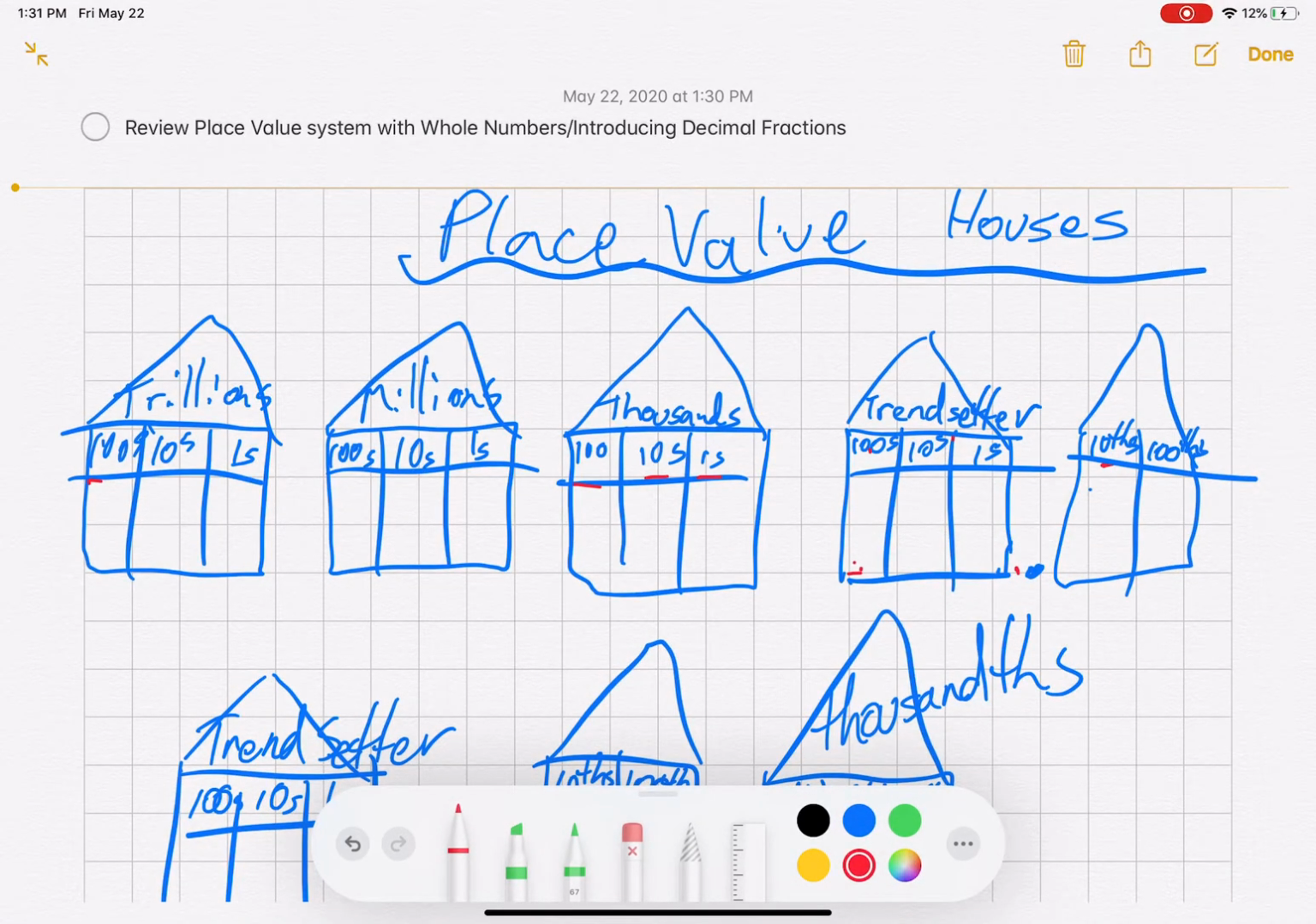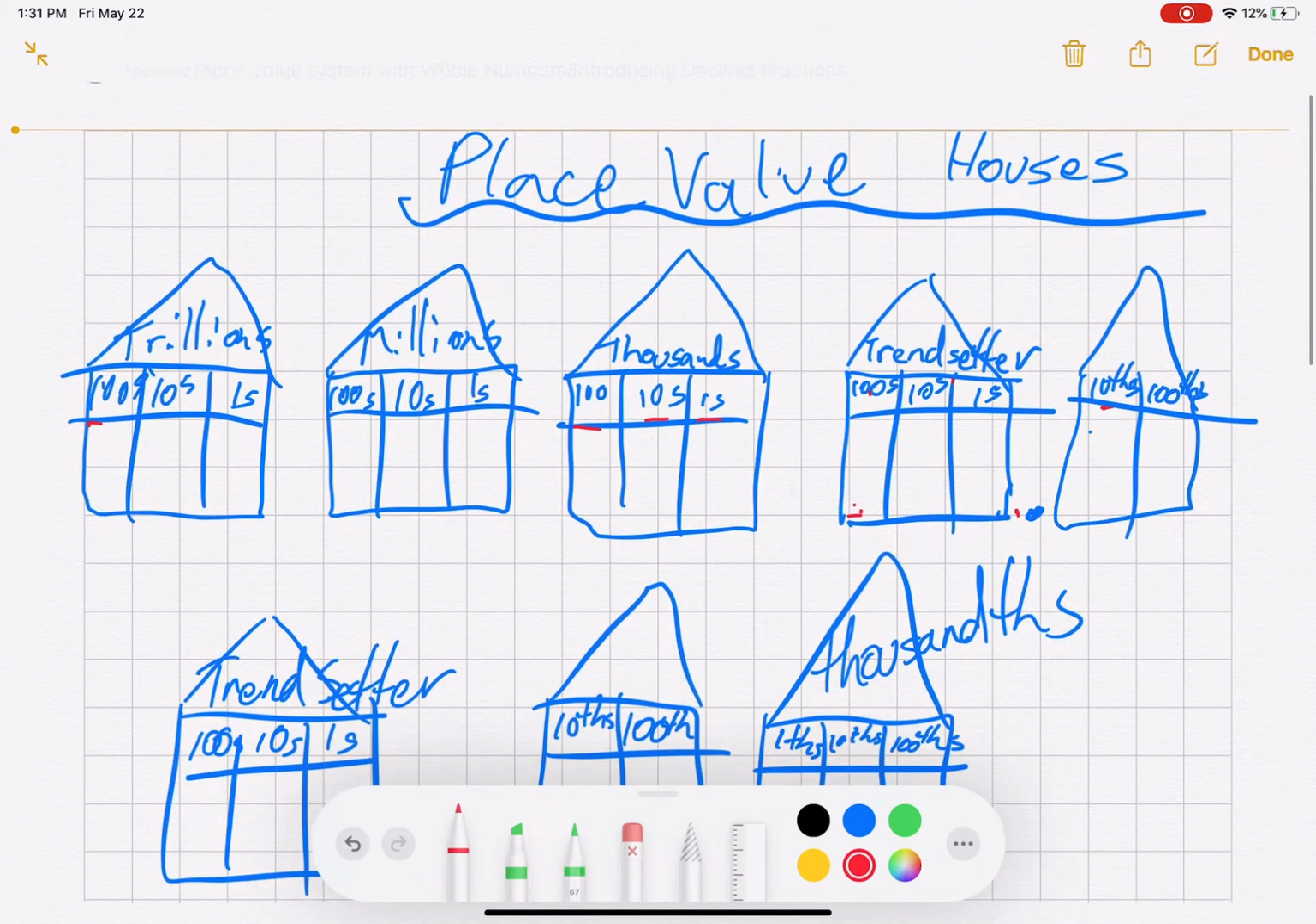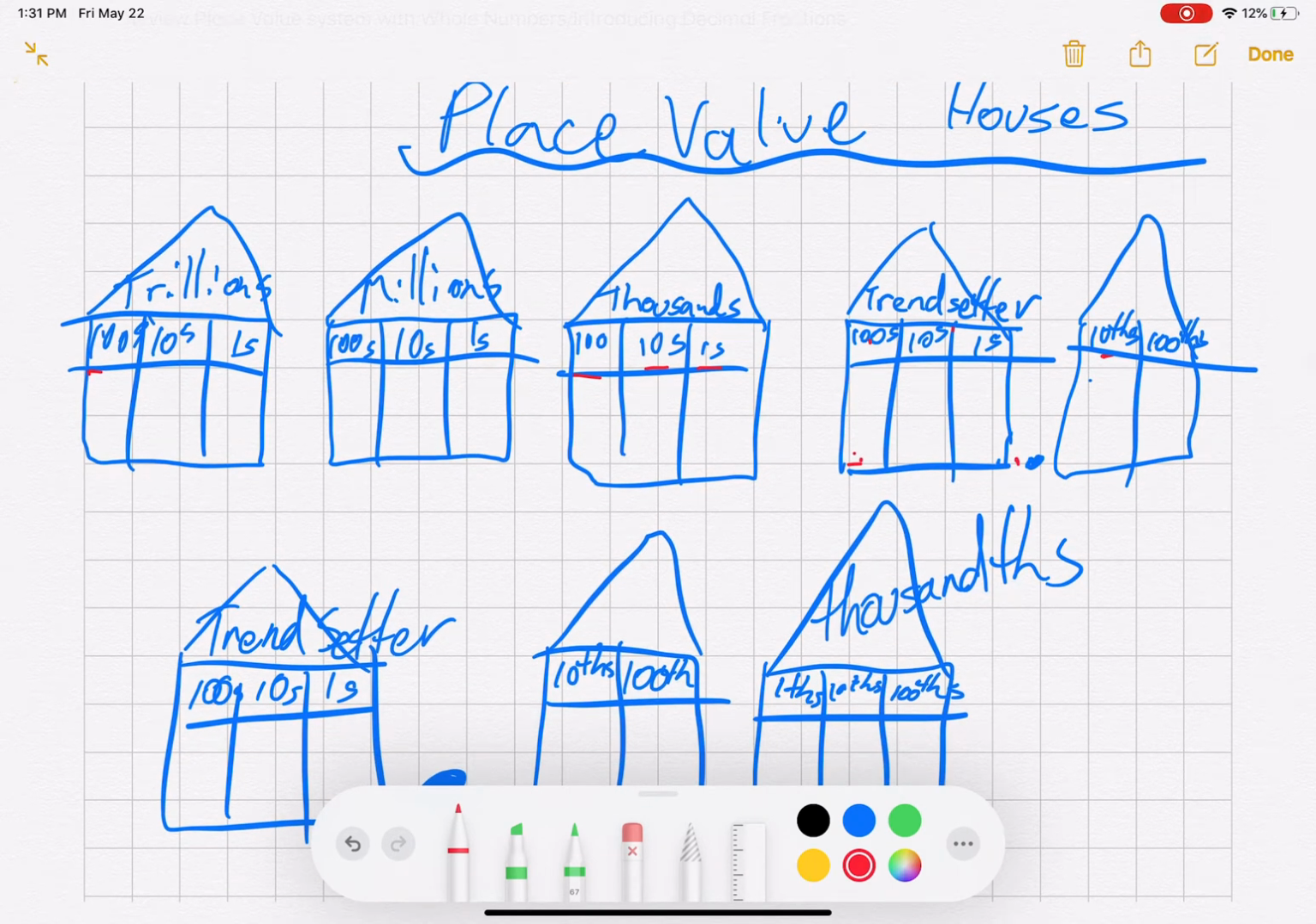Okay, so we're reviewing place value, the place value system for whole numbers, and introducing decimal fractions. I'm looking at something here, place value houses, that you should be pretty familiar with. I'm going to have a look at this first house here, and it's called the Trendsetter.